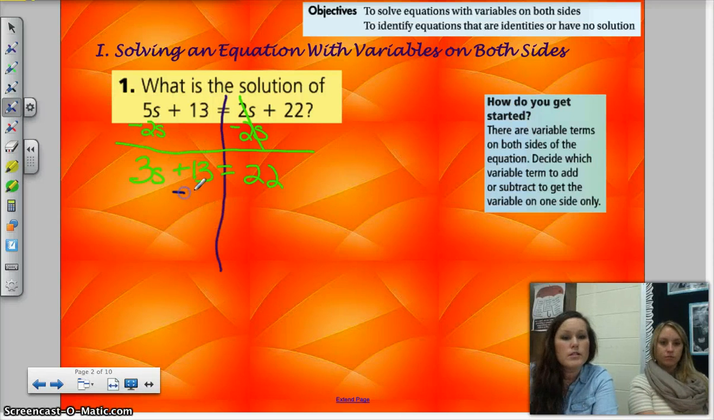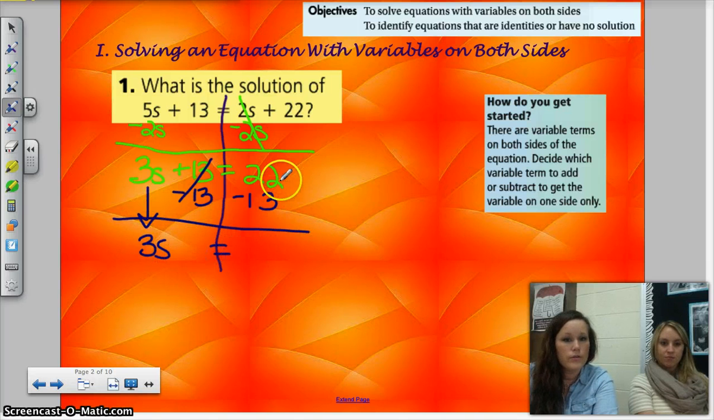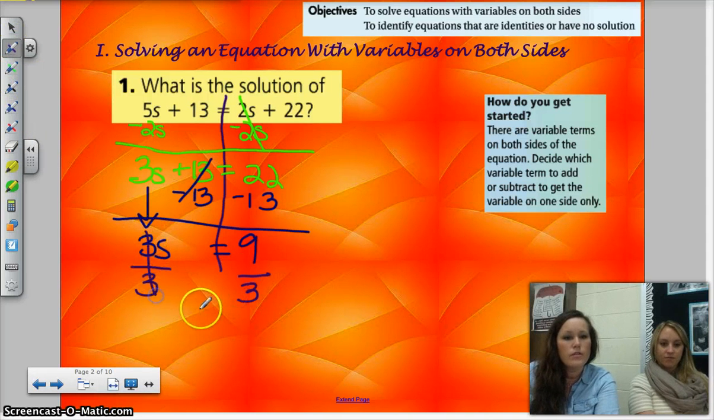So subtract off my 13, get rid of it. Subtract off my 13, bring down the 3s. 3s equals 9. That's going to make a nice, easy, perfect answer. Then we just divide by 3, divide by 3. The 3s go away, s equals 3. You got it.